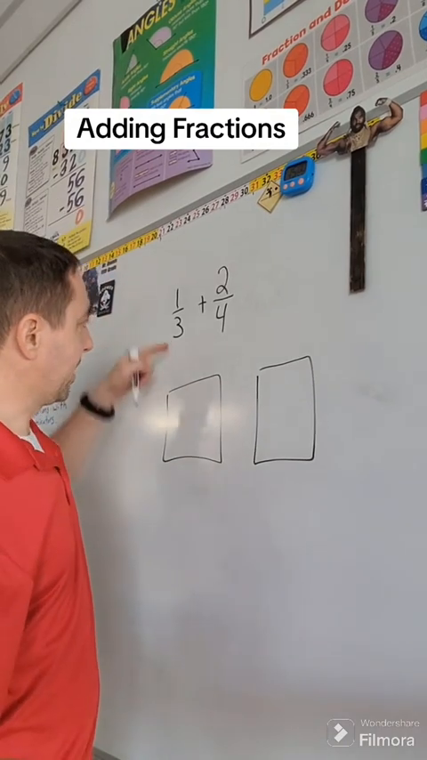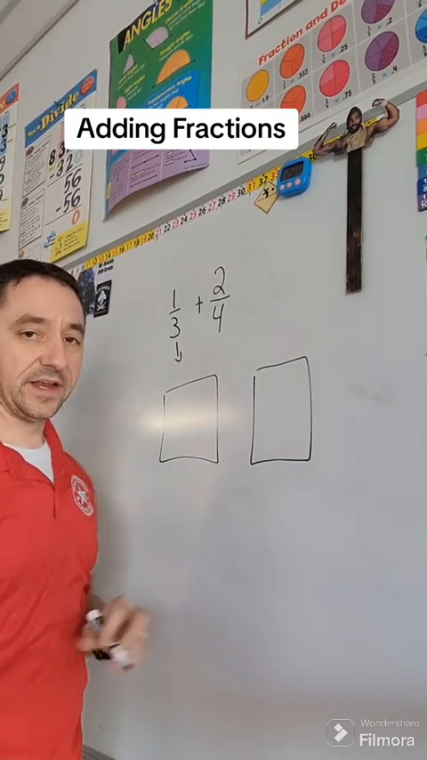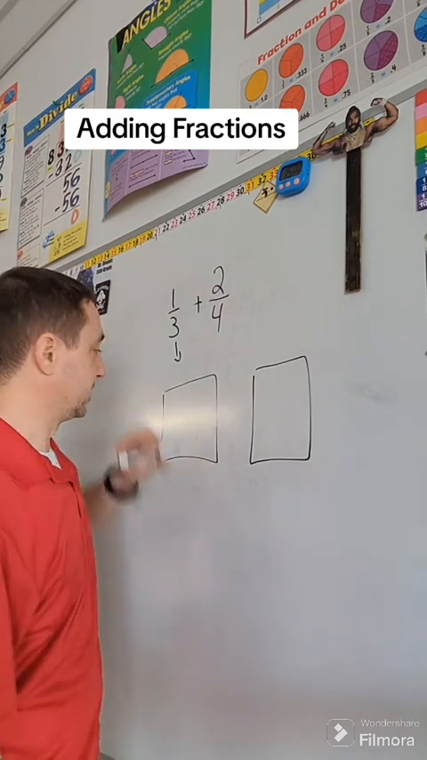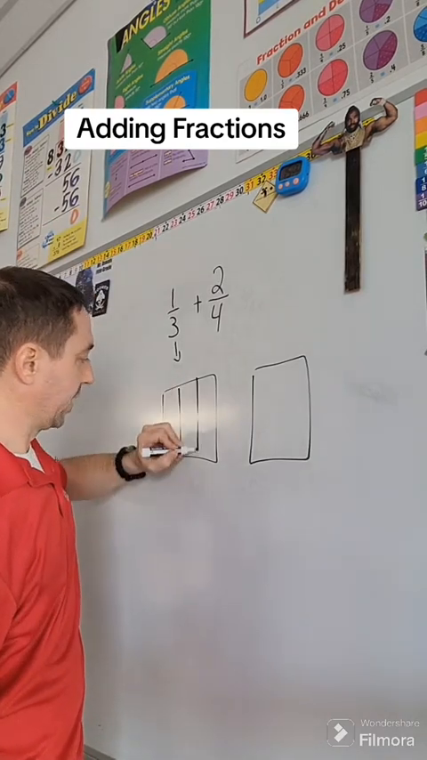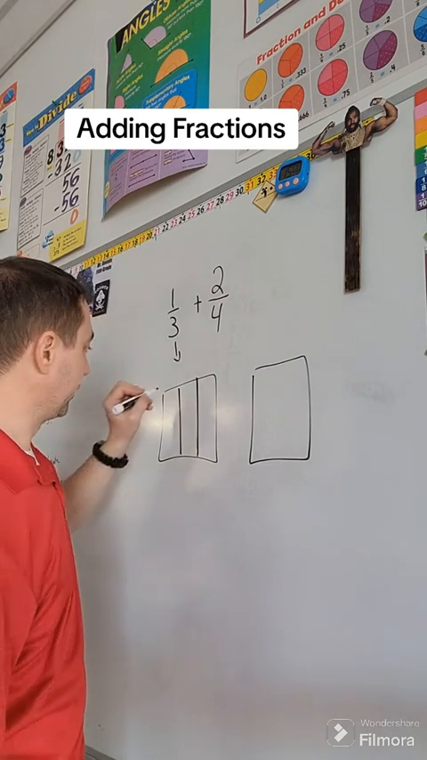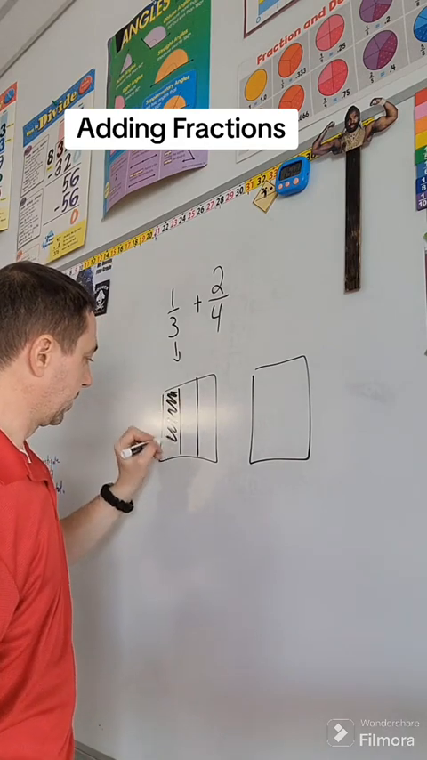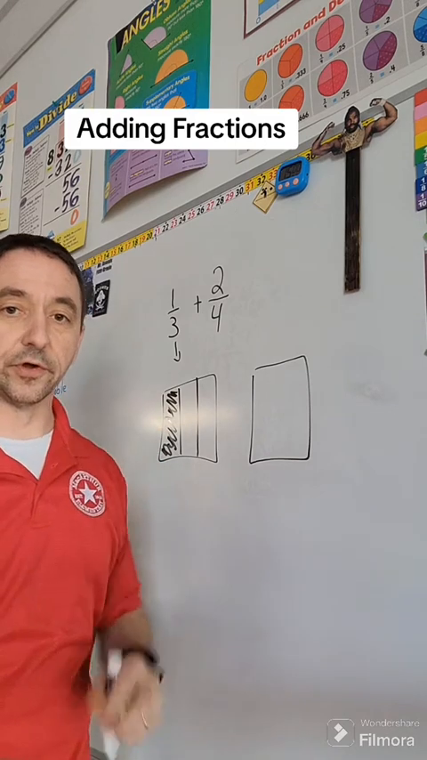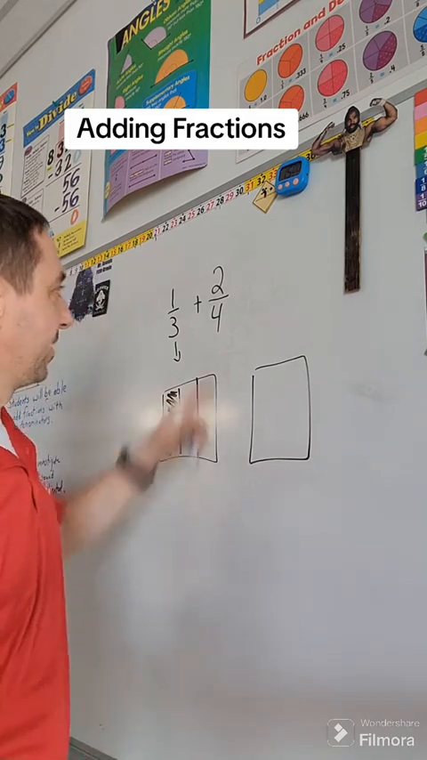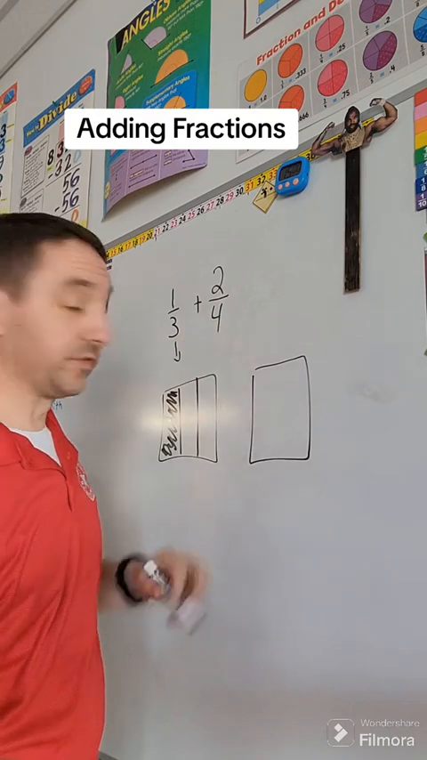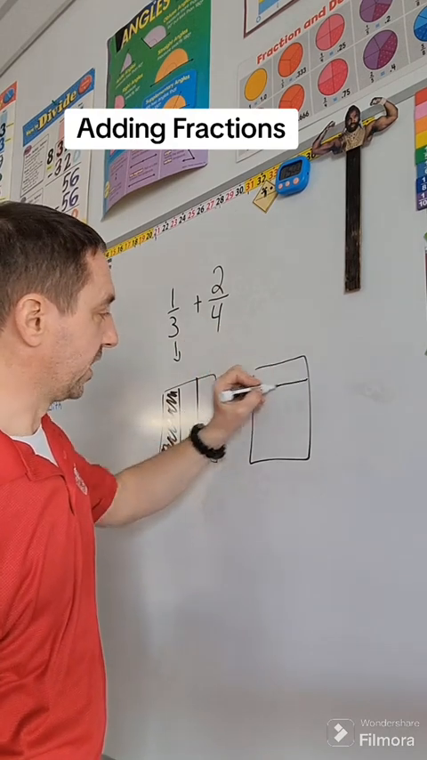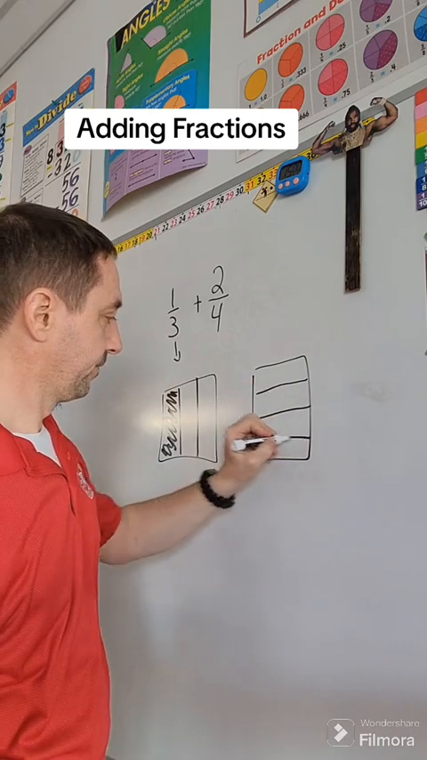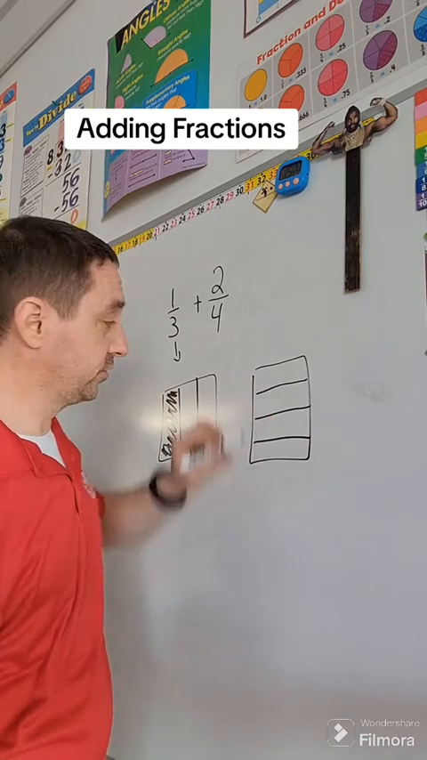I'm going to take my first box and divide it into thirds with vertical lines. Then I'm going to shade in one out of those three pieces, showing 1/3. Then I'm going to take my second box over here and divide it into fourths using horizontal lines. And I'm going to shade in two of those to show 2/4.